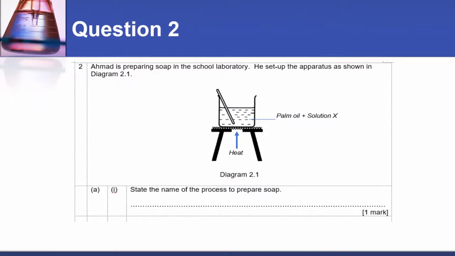For question 2, Ahmad is preparing soap in the school laboratory. He set up the apparatus as shown in diagram 2.1. From diagram 2.1, you can see that palm oil reacts with solution X. Question 2A1: state the name of the process to prepare soap. The keyword is preparing soap, so the name of the process is saponification, with the correct spelling.